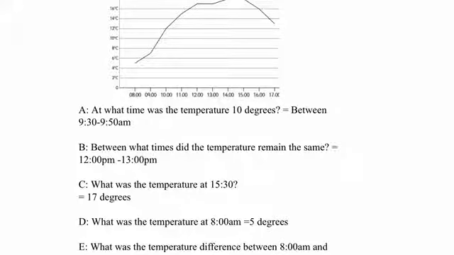Question D, what was the temperature at 8 a.m? That was 5 degrees. And the difference between those two for question E, well, the difference is 12 degrees, and that's your answer. Hope you did all right with those. Let's go and check our ice cream questions.